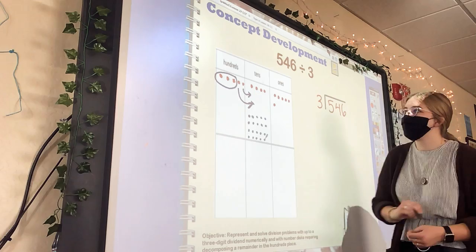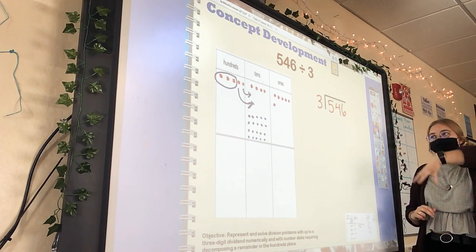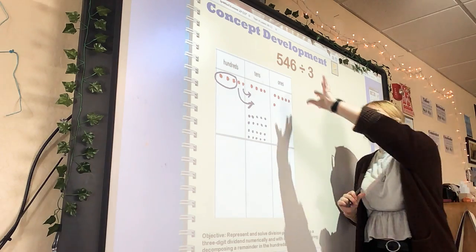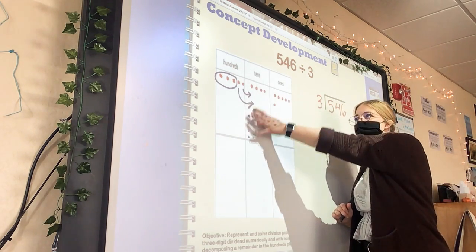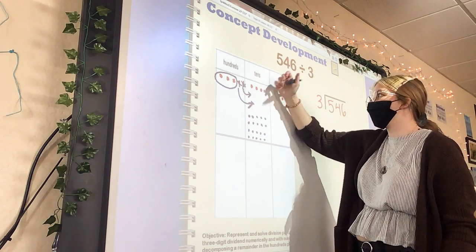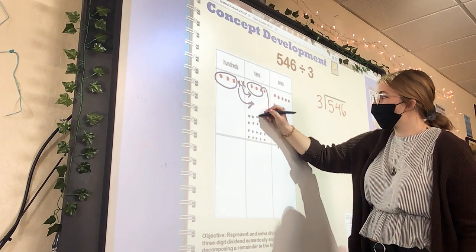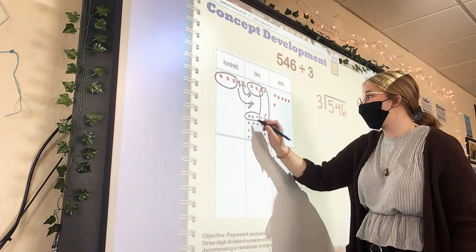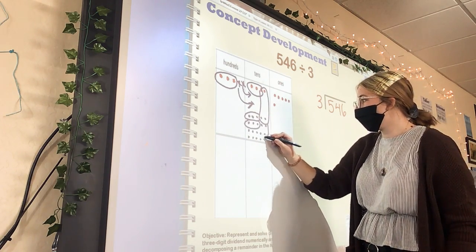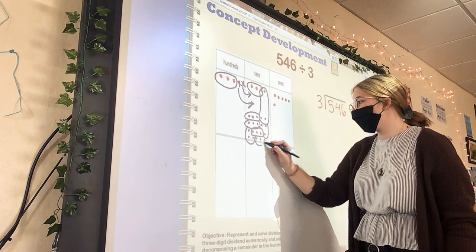All right. So those 200s move over to the tens place, and they both explode into 10. So it's 20 plus 4. I have 24 in my tens place right now. And I still just divide by 3. 1, 2, 3. Circle it. 1, 2, 3. Circle it. And I keep circling until I run out.